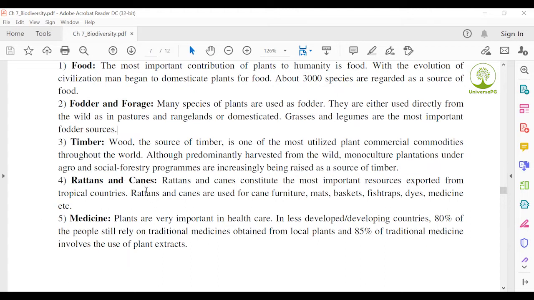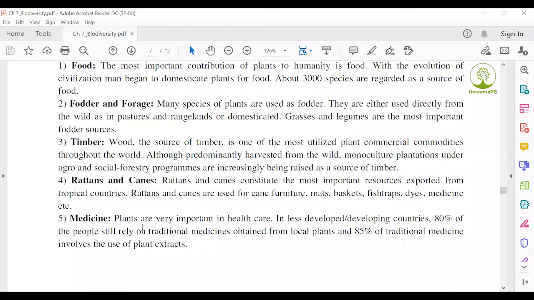Ratans and canes. Ratans and canes constitute the most important resources exported from tropical countries. Ratans and canes are used for cane furniture, mats, baskets, fish traps, dyes, medicine, etc. Cane, sugar cane. Generally, we produce sugar from sugar cane.